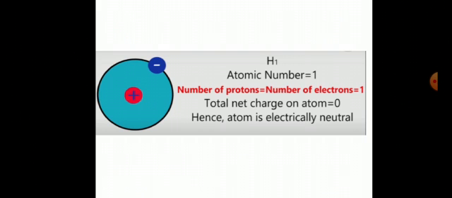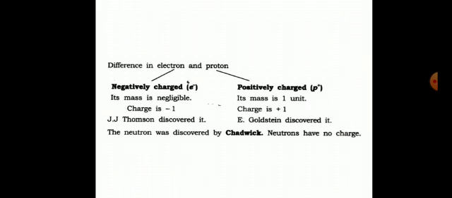Hydrogen atom has only one proton, therefore it must contain only one electron. So the total net charge on an atom becomes 0 and therefore the atom is electrically neutral. Negatively charged electron, its mass is negligible, and positively charged proton has mass 1 unit. J.J. Thomson discovered the electron, Goldstein discovered protons, and the neutron was discovered by Chadwick, and neutrons carry no charge.